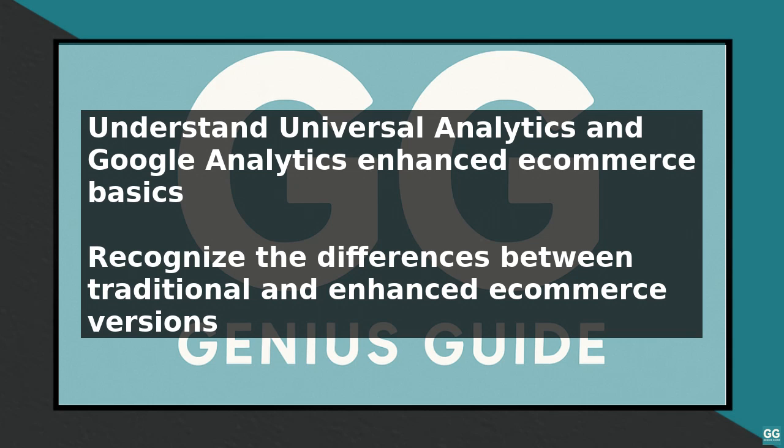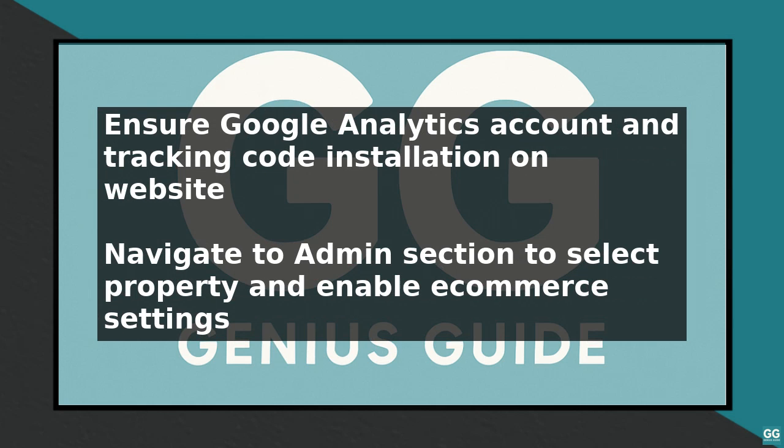First, ensure you have a Google Analytics account and have installed the tracking code on your website. Next, navigate to the admin section and select the property you want to upgrade. Click on E-commerce settings and select the Enable E-commerce checkbox. Then, click on Enable Enhanced E-commerce reporting.